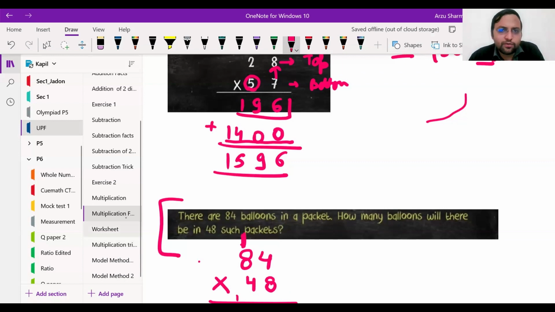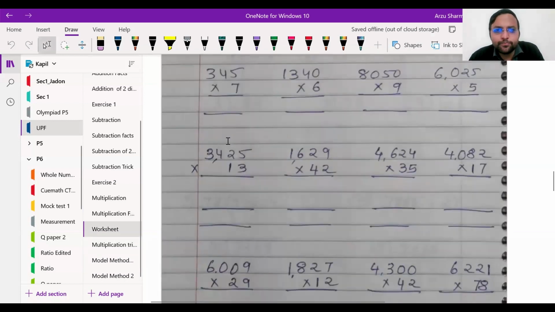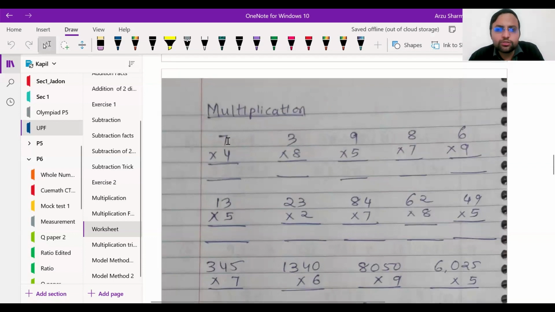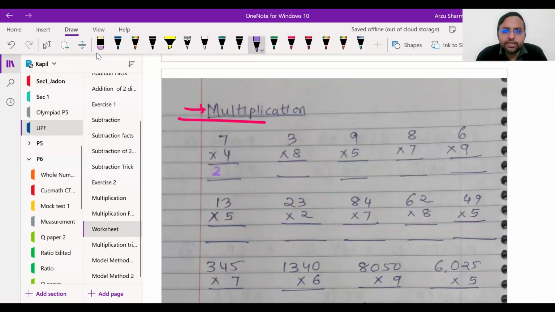Okay, now let's solve a few questions quickly. Okay, so solve with me. Okay, let's start with this. 7 times 4. Yes, guys, 28. 3 times 8 is 24. Okay, so you have to do it quickly and type your answer in the chat box. Okay, 8 times 7 is 56. 6 times 9 is 54.